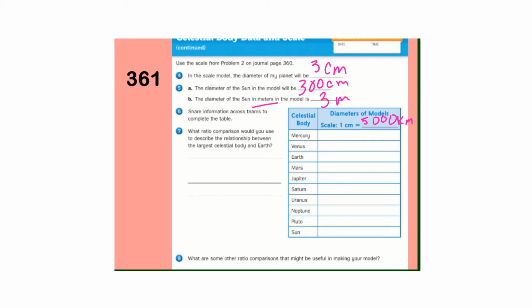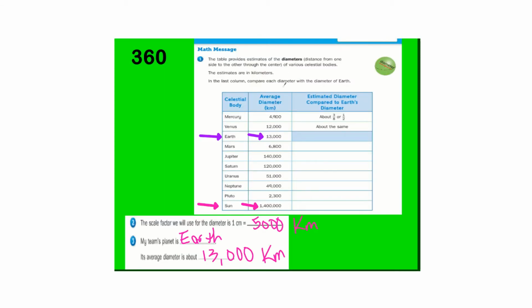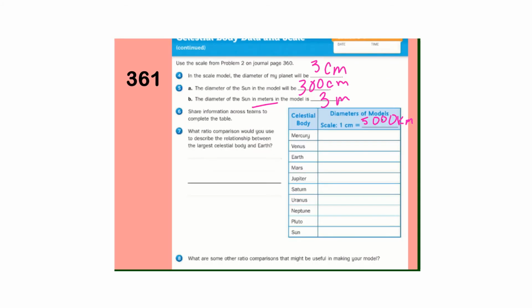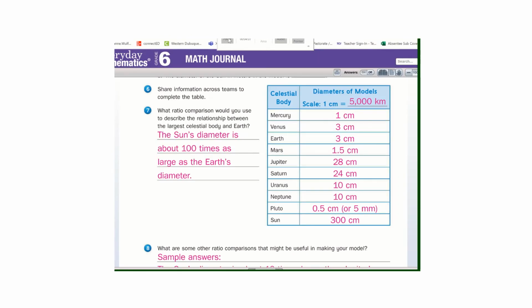So use page 360, if I back up one page, use these average diameters to fill out this table, okay? So pause the video and go ahead and do those. And then number 7, what ratio comparison would you use to describe the relationship between the largest celestial body and Earth? So pause now. And you should have something close to those. You don't have to have exactly. But look at the sun. The sun is 100 times as large as Earth's.